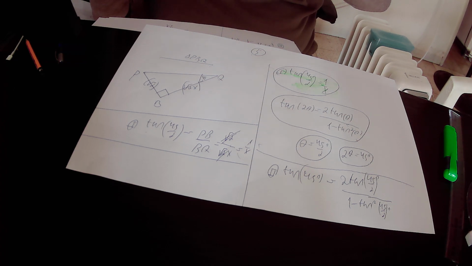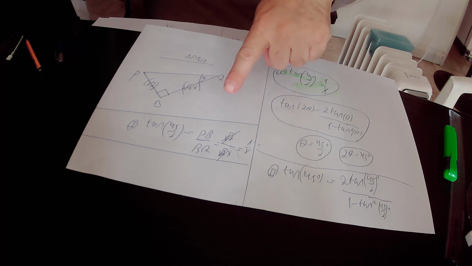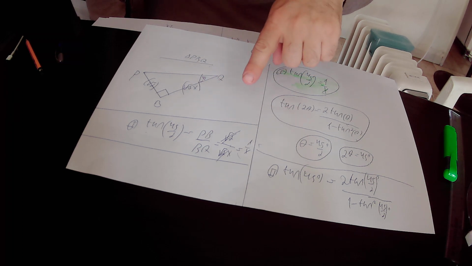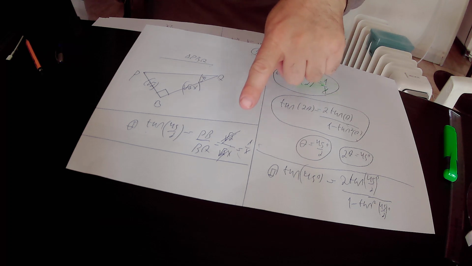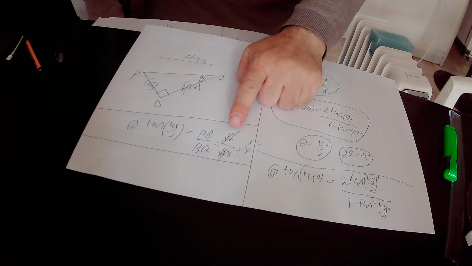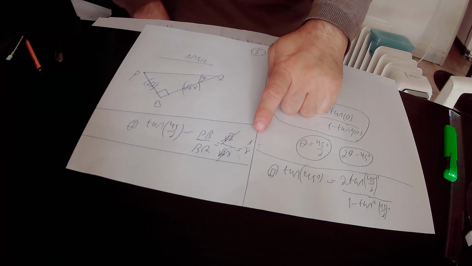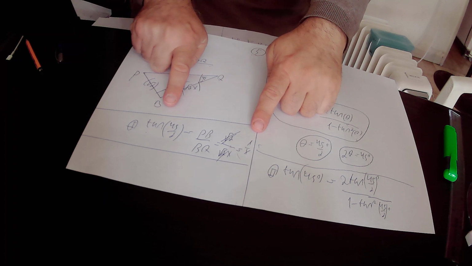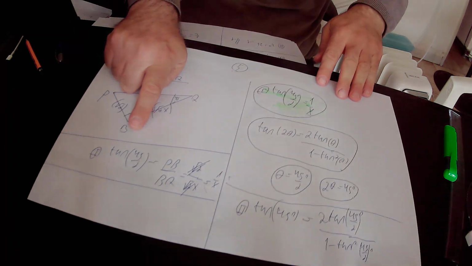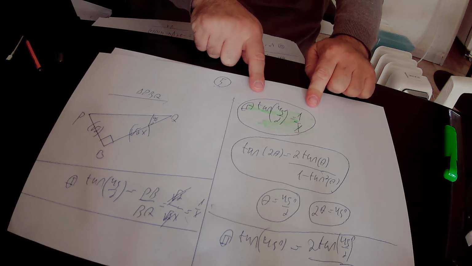In the right triangle PBQ, tangent of 45 over 2 degrees equals PB over BQ. PB is square root of 2, BQ is square root of 2 times x. We have square root of 2 in the numerator and square root of 2 in the denominator, so the square root of 2 will get cancelled, and we are left only with 1 over x. In conclusion, we found that tangent of 45 over 2 degrees equals 1 over x. Here, according to equation number 1, tangent of 45 over 2 degrees equals 1 over x.